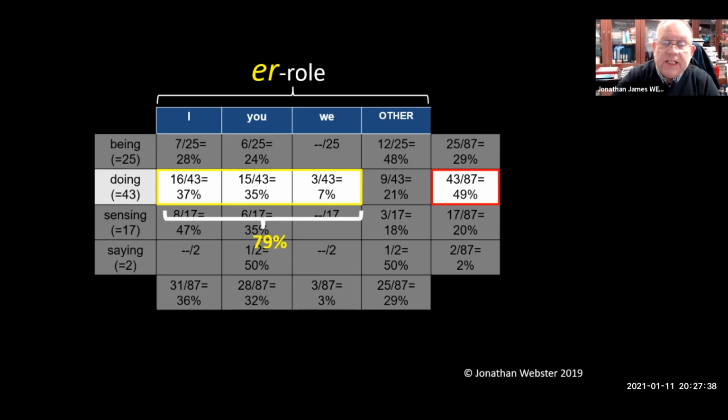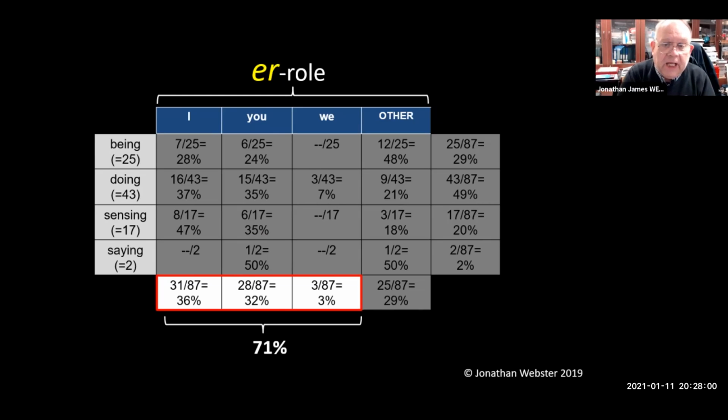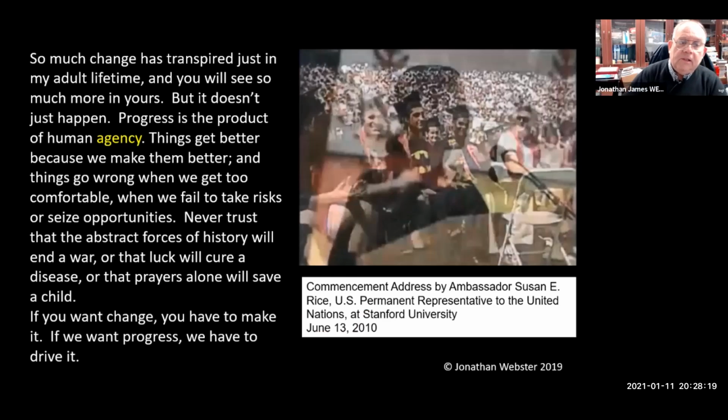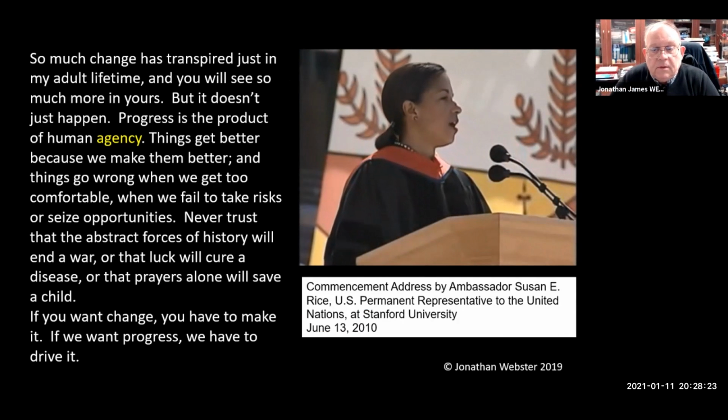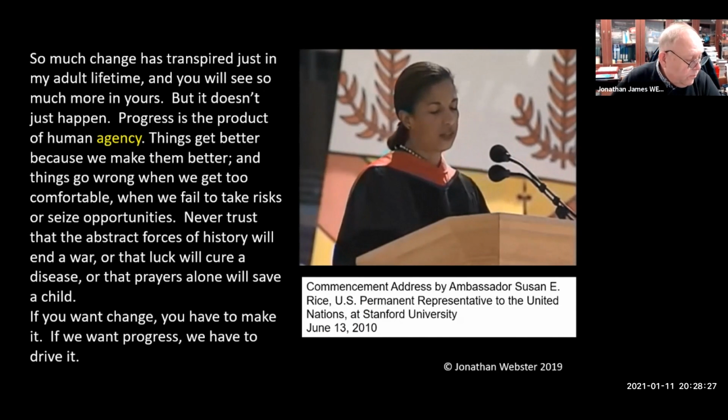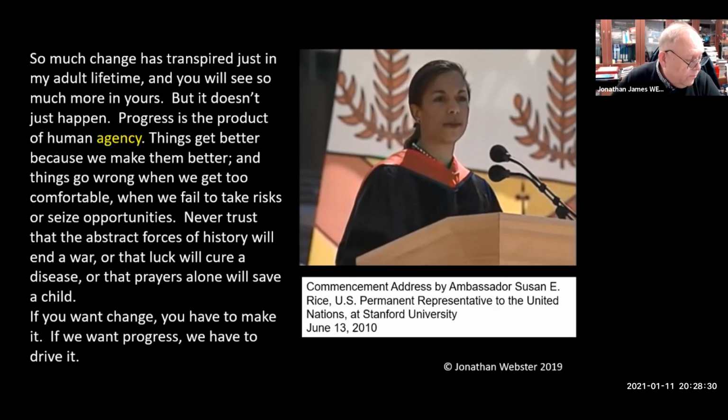And half of the speech, 49%, is doing. So largely, half of the speech is about doing, and 80% of that is being done by people. I, you, we. And even if I take all of these categories, I, you, and we amounts to 70%, whether it's being or doing or sensing or saying. And I, you, and we, well, that's people. People as the initiator of the action.